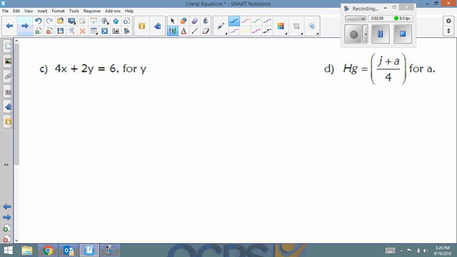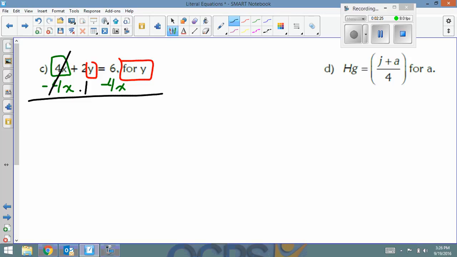Let's do another example. Okay, again, we're going to solve this equation for y. So we need to get this y by itself. So the first thing we got to move is this 4x. Since it's positive, we're going to put a minus 4x underneath it. So those 4x's cancel out. We'll bring down our 2y. So we get 2y equals, and again, we can't combine them, so it's just 6 minus 4x. It's just exactly what it is.